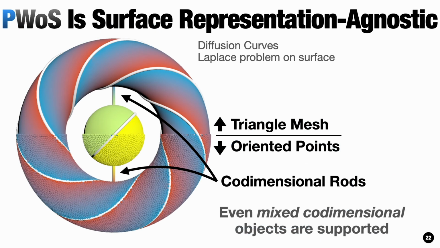Our method is surface representation agnostic because all we need is the closest point query to the surface. In this example, we solve the diffusion curve's Laplace problem on the surface, where the surface is represented with a combination of triangles, oriented points, and even codimensional rods.